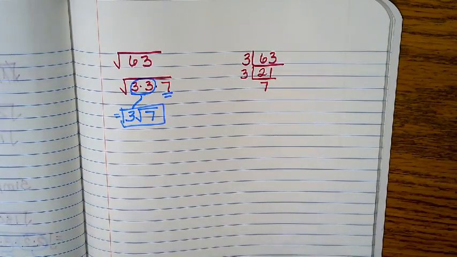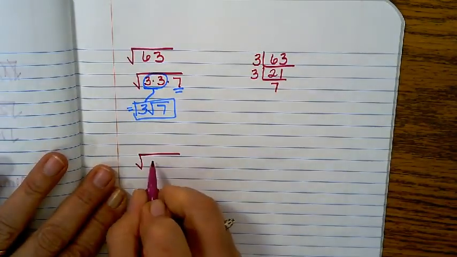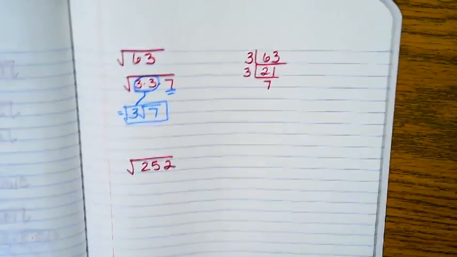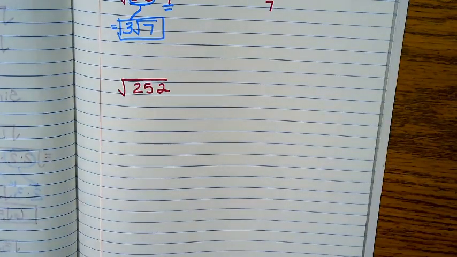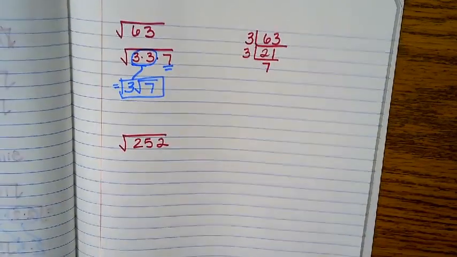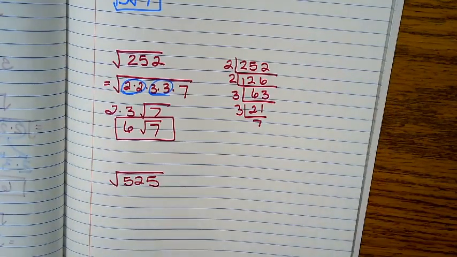Let's try another number that's a little bit larger. So the square root of 252. Go ahead and take that all the way through. I'll leave that up there. Go ahead and try that one all the way through. Start with 2, then look to 3, then 5.